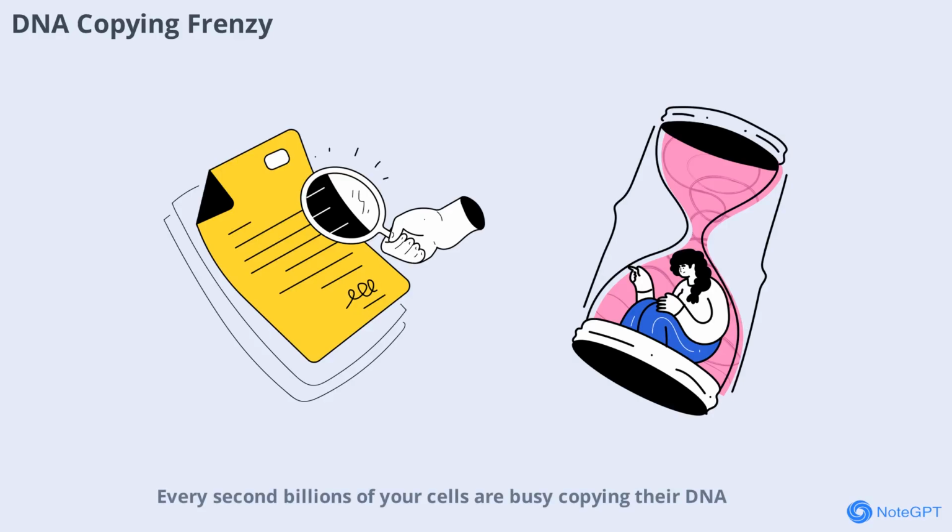Every second, billions of your cells are busy copying their DNA, a process essential for life. But cancer cells take this to another level. They replicate their DNA even faster and with less accuracy than normal cells. This rapid, sloppy copying is what helps tumors grow and spread so aggressively.